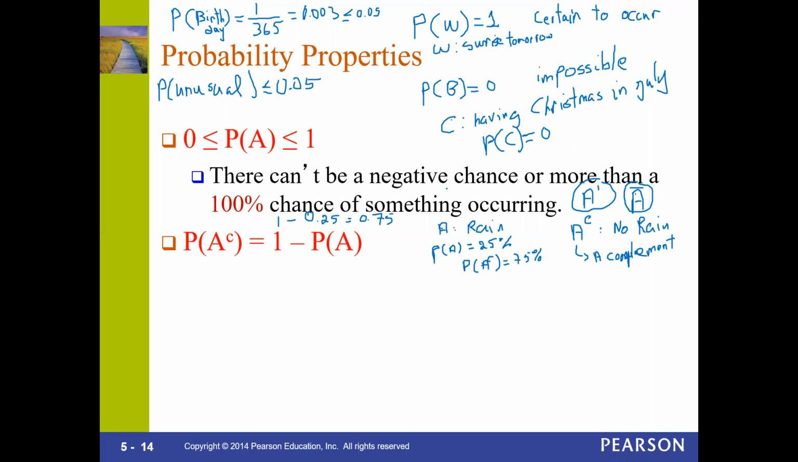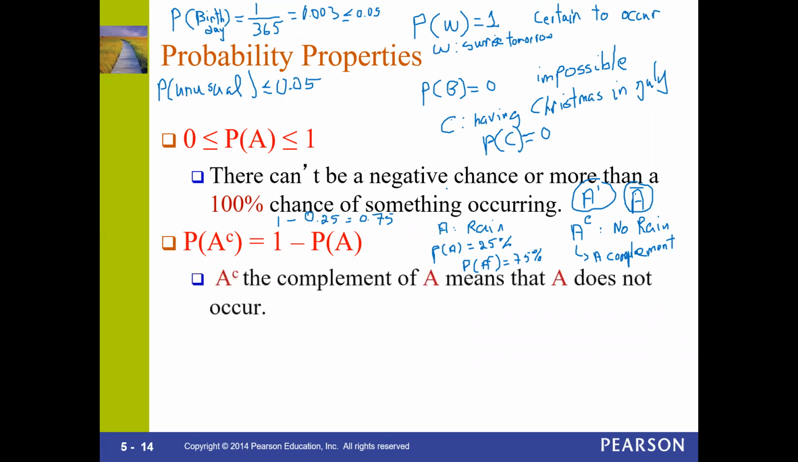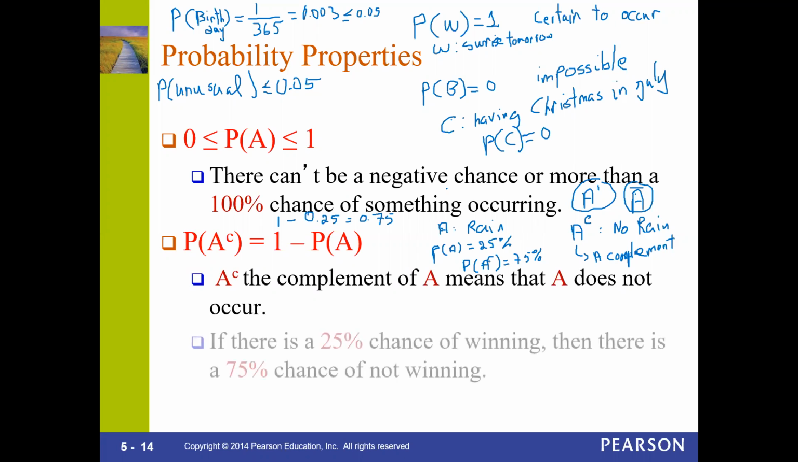Okay. So I say A^C is the complement of A, which means that A does not occur. That's when A does not occur. If there's a 25% chance of winning something, there's a 75% chance of not winning. Any questions so far?